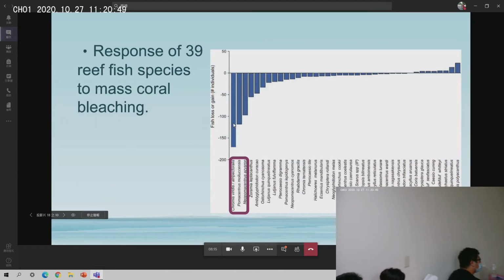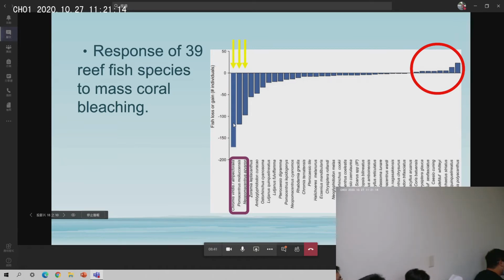Response of 39 reef fish species to mass coral bleaching. We see that these 3 species of fish, which are commonly seen in coral reefs, have a significant decline. And interestingly, these 8 species of fish have not decreased but increased.